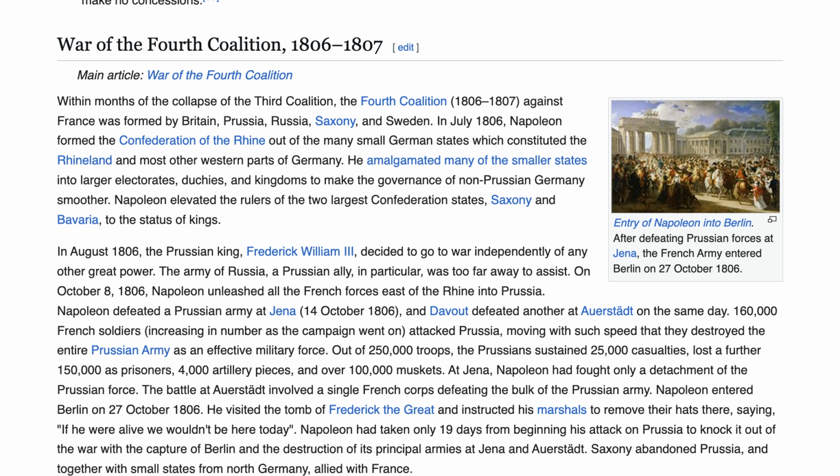Saxony abandoned Prussia, and together with small states from North Germany, allied with France. In the next stage of the war, the French drove Russian forces out of Poland and employed many Polish and German soldiers in several sieges in Silesia and Pomerania, with the assistance of Dutch and Italian soldiers in the latter case. Napoleon then turned north to confront the remainder of the Russian army and to try to capture the temporary Prussian capital at Königsberg. A tactical draw at Eylau, the 7th to the 8th of February 1807, followed.